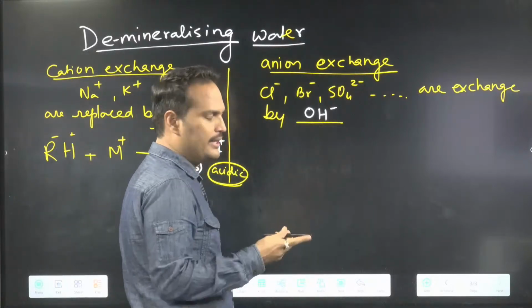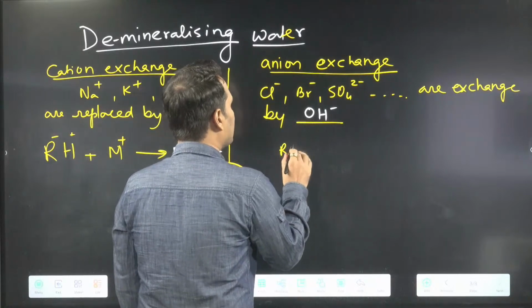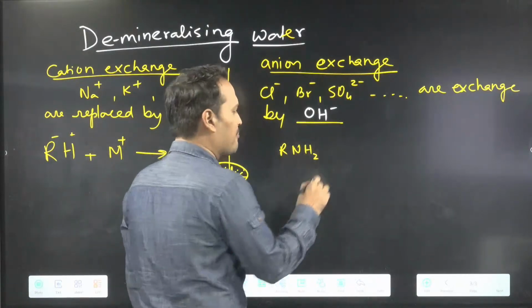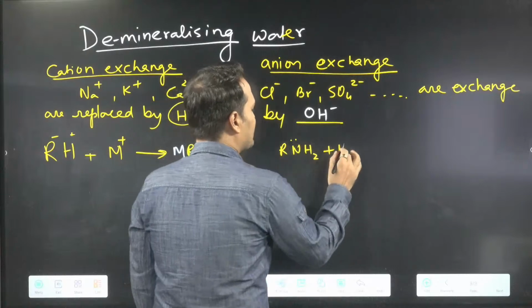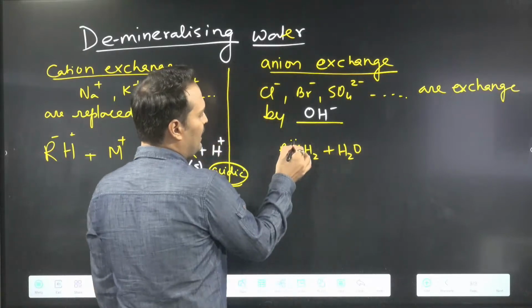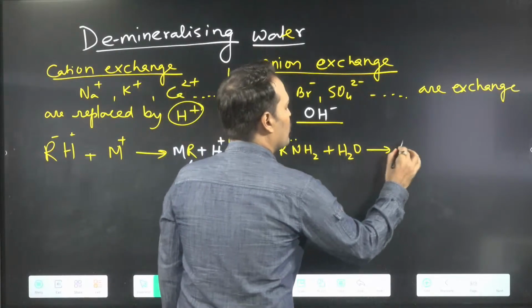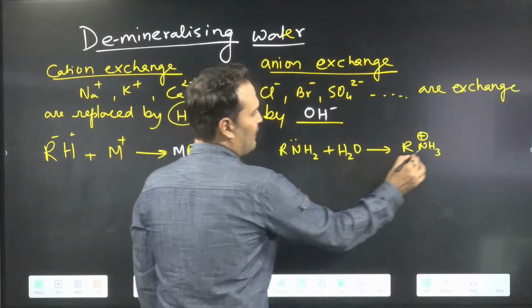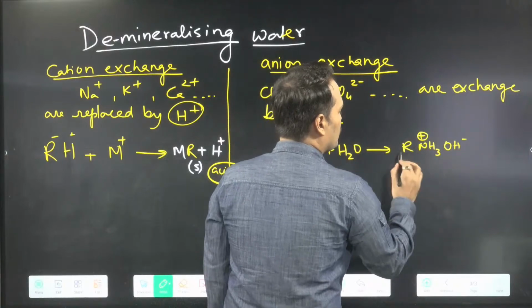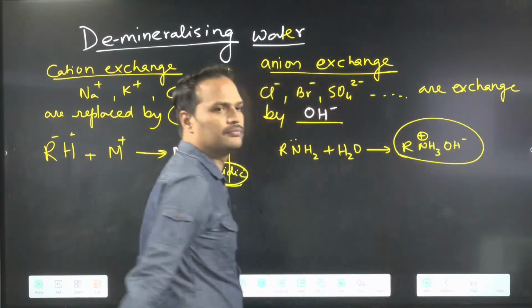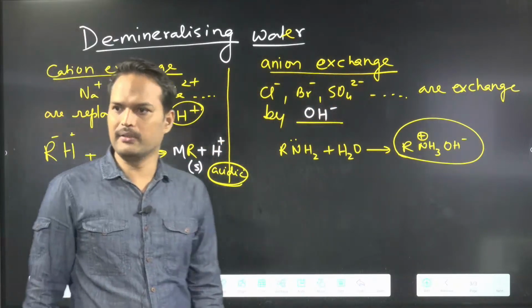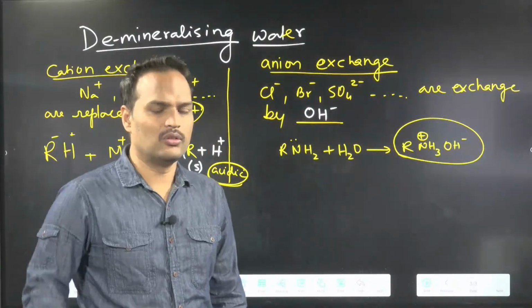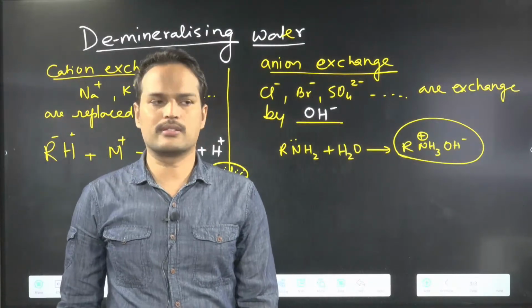Now see what is happening. How to get all these things. They have written in NCERT like this. First you will take any amine. Amine acts as a base in water. So this amine will take H plus. So what you will get? RNH3 plus. What is left now? OH minus. So this is my weapon to remove anions.